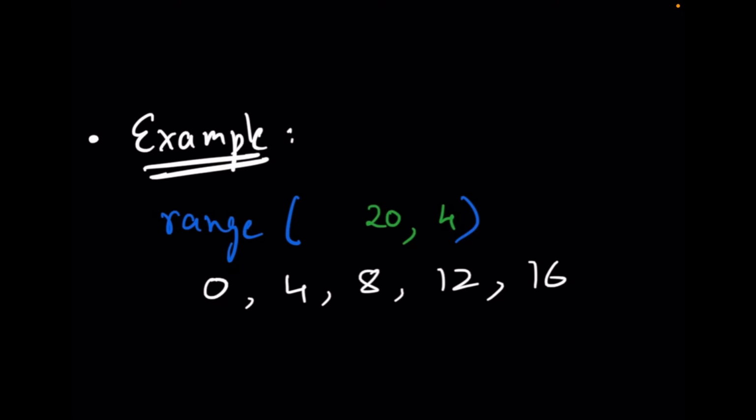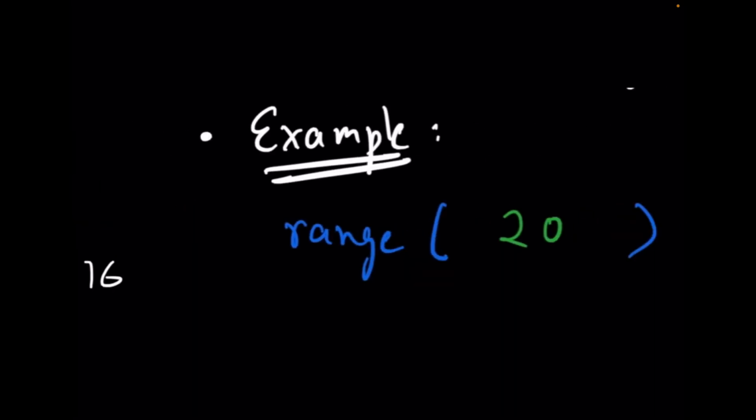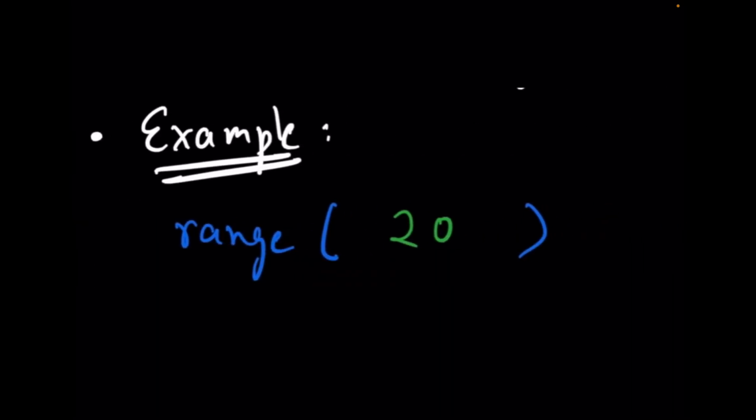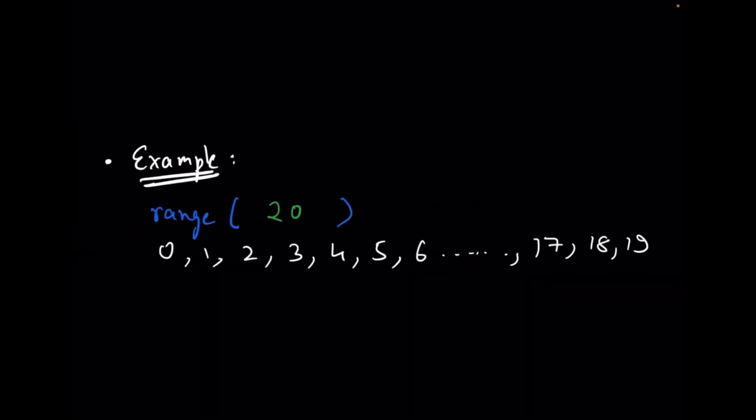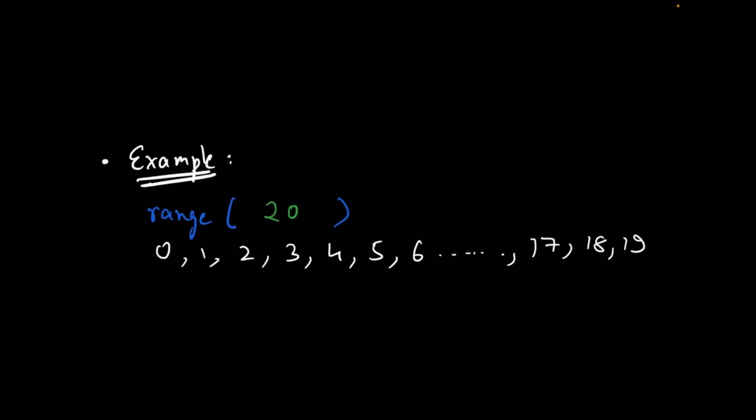Similarly, the default value for the update input variable is 1. So if I don't write 4 also, and I write something like range(20), here both st and update are taking their default values, which are 0 and 1, and this 20 is what the function considers as the value of en. So the sequence that I'll get is 0, then 1, 2, 3, 4, 5, 6, and so on till 19. Okay, so that's all about the range function.